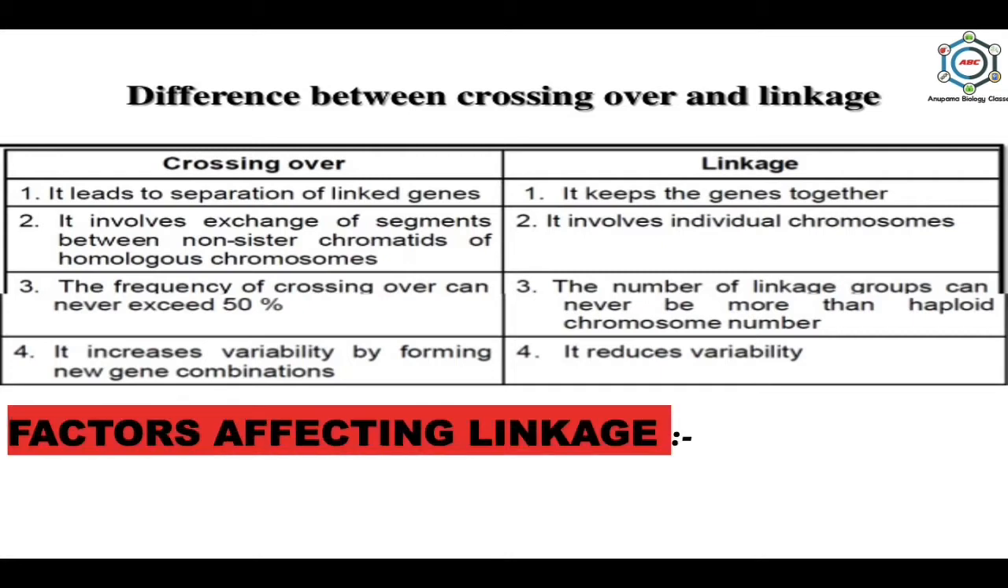Now, the factors affecting linkage. The first one, which you can see here, is age. With advancing age, the chances of crossing over lessen, increasing the strength of linkage. In case of temperature, a rise in temperature increases the chances of chiasma formation and decreases the strength of linkage. In case of X-rays, exposure to X-rays reduces the strength of linkage.